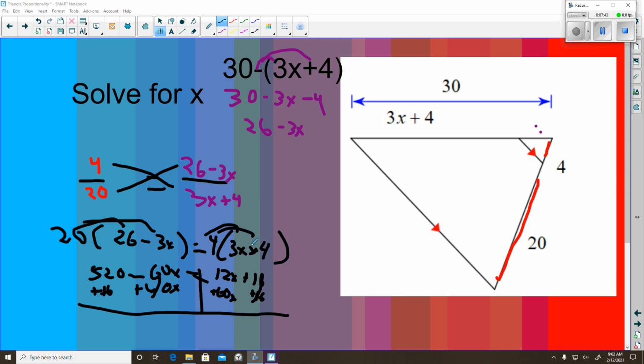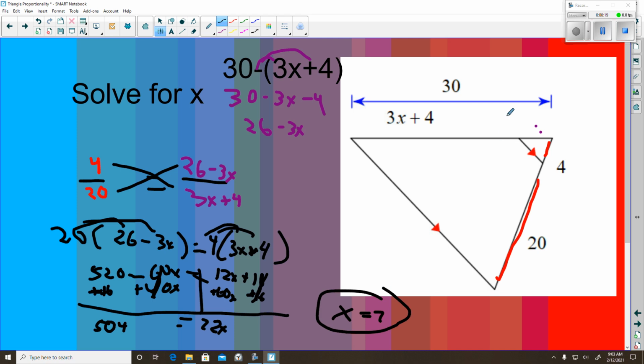I'm sorry, this is a positive 4. I tried to put a negative there. That's a positive, so we have to subtract 16, not add. So 520 minus 16 gives me 504. And when I add the 60x, it gives me 72x. Now I'm going to divide. 504 divided by 72 gives me 7. So x equals 7.